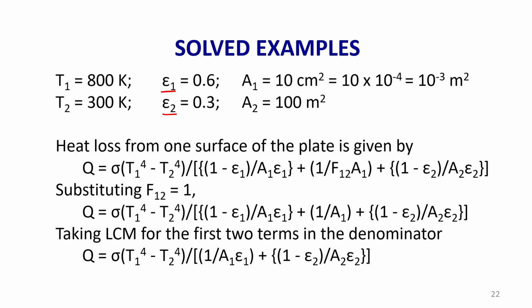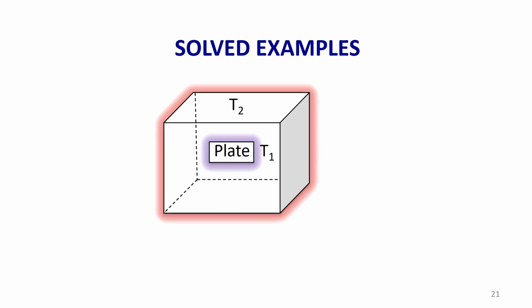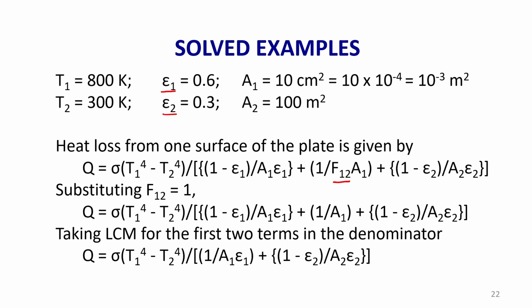The shape factor is the fraction of energy radiated by surface 1 which is striking surface 2. Surface 2 is the room. So, that is F12. There is only one shape factor involved in this problem. For a parallel one, the shape factor F12 is equal to 1. So, you can find this value in one of the pages in the data book.